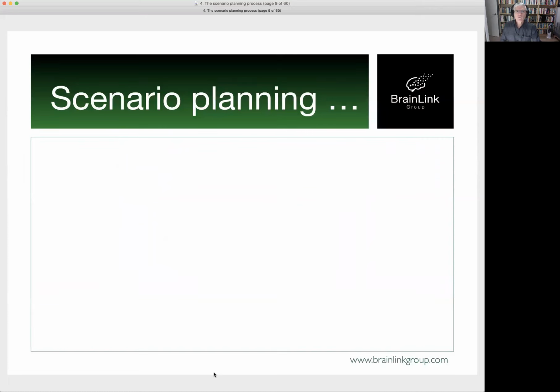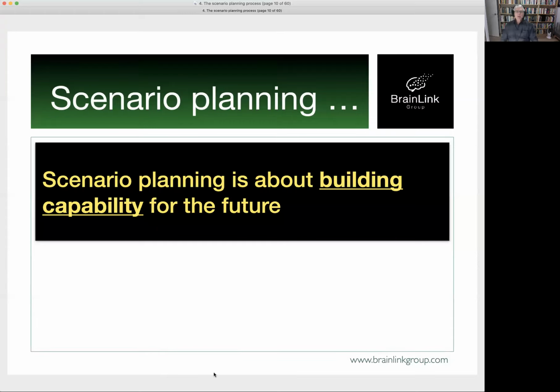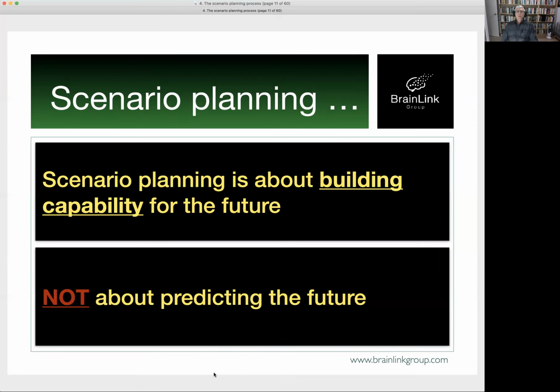So let's start off by discussing some of the key things about scenario planning. And this is probably the most important thing I'm going to say, and I'm going to spend a bit of time on this. Scenario planning is about building the capabilities for the future. It is not about predicting the future. So we don't use scenario planning to predict what is going to happen in 5-10 years' time. We use scenario planning to understand how best to build the capabilities of our business to cope with a range of futures down the track.